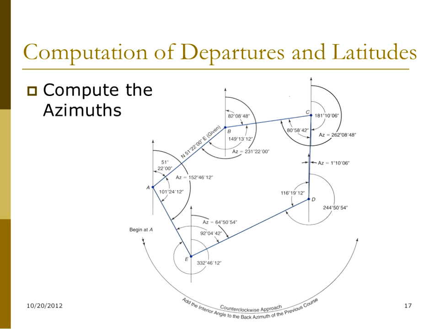Counterclockwise direction using azimuths, because that's the easiest, right? You just add that interior angle to the back azimuth of the previous course. Much faster, much easier way to do the calculations. Okay, so that's what's shown here.